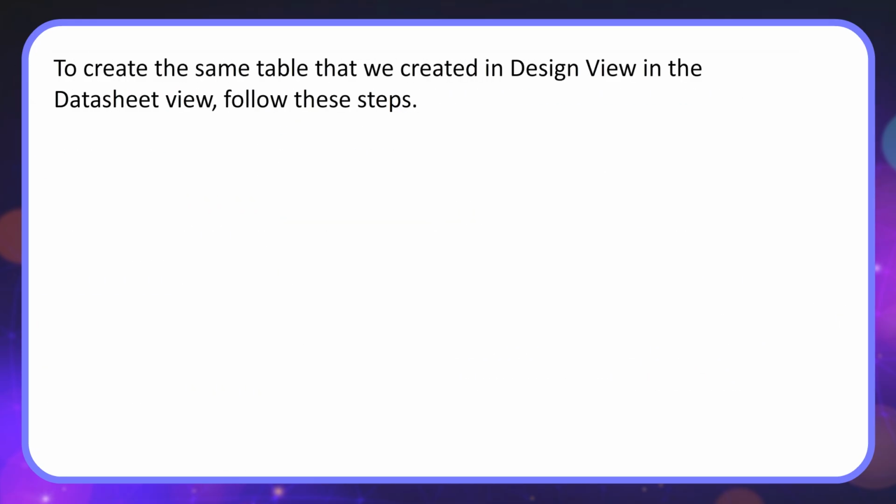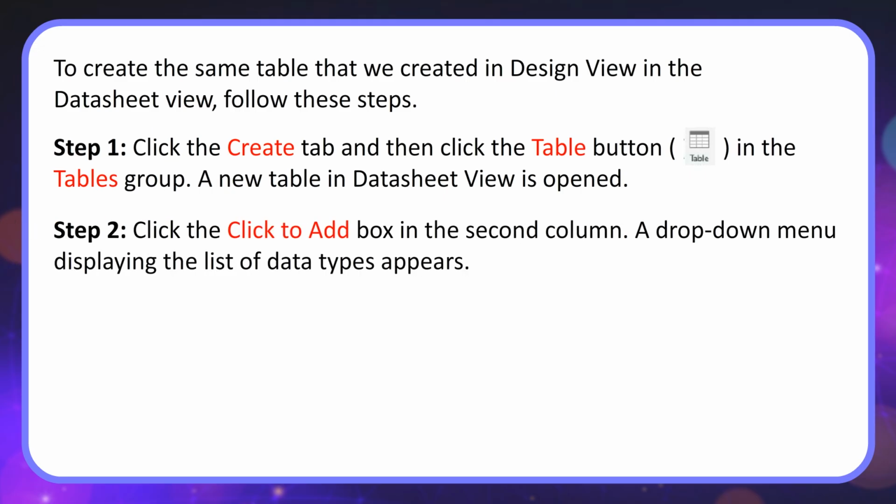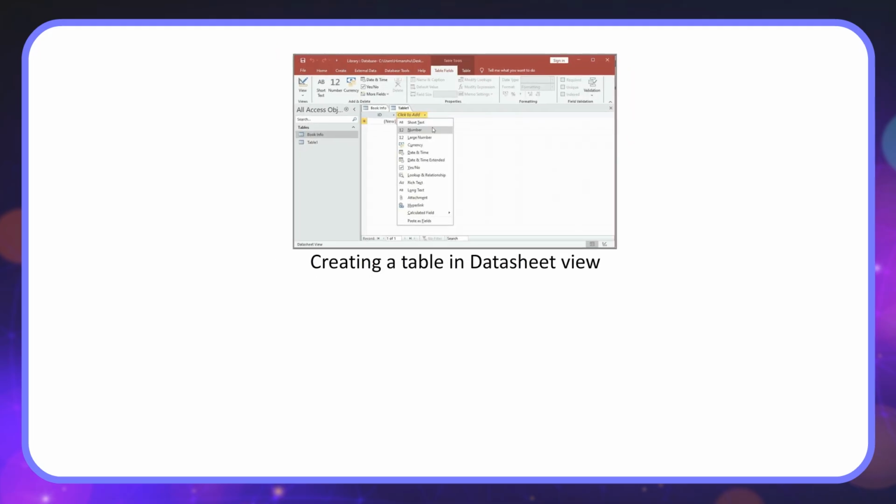To create the same table that we created in Design view in the Datasheet view, follow these steps. Step 1. Click the Create tab and then click the Table button in the Tables group. A new table in Datasheet view is opened. Step 2. Click the Click to Add box in the second column. A drop-down menu displaying the list of data types appears. Creating a table in Datasheet view.